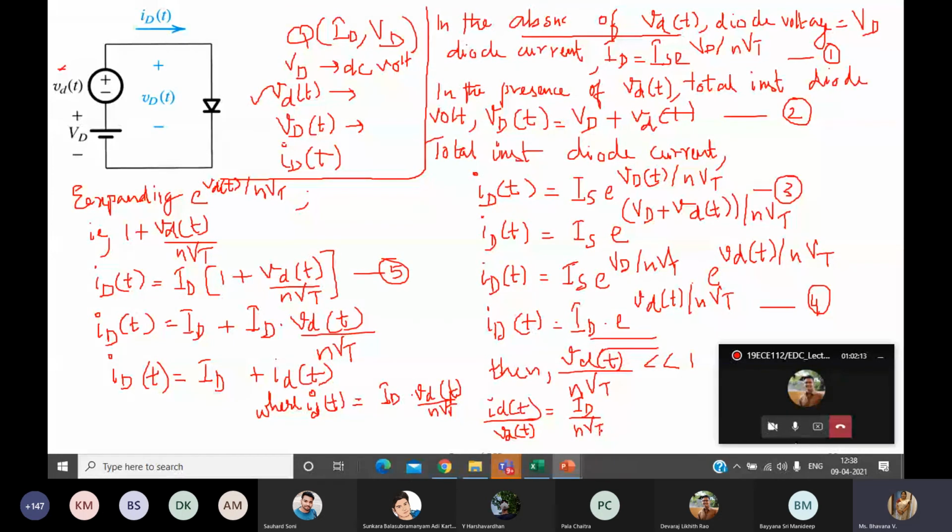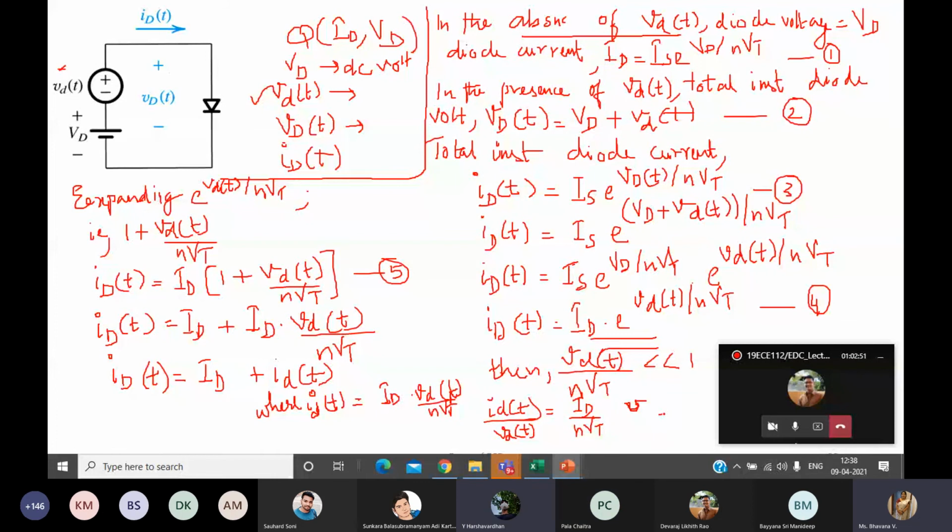Current by voltage is what? Resistance. 1 by resistance is what? Conductance. So id of t by vd of t is equal to Id by nVt. This is known as diode small signal conductance. And what is the unit of diode conductance?